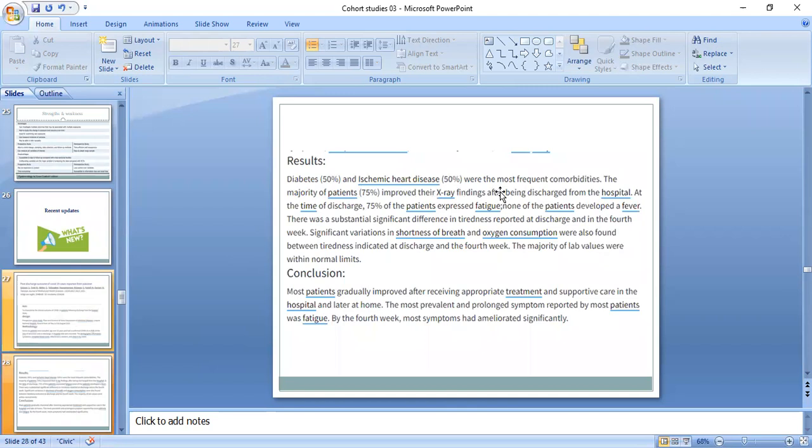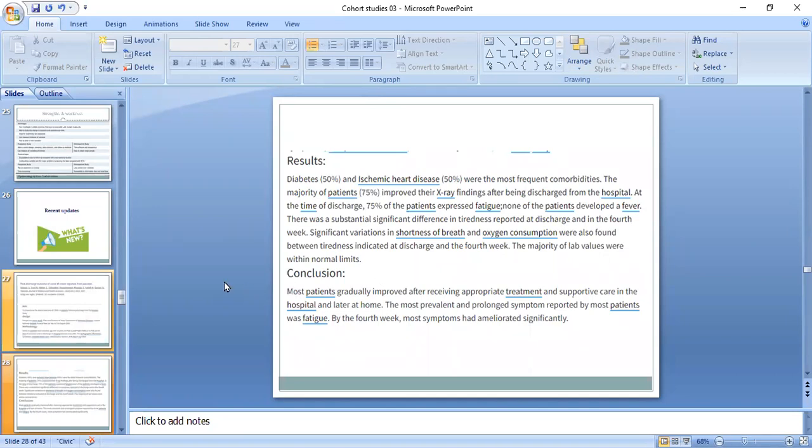The majority of patients, 70.5%, improved their exit findings after being discharged from the hospital. At the time of discharge, 75% of the patients expressed fatigue. None of the patients developed a fever. There was a substantial significant difference in tiredness between discharge and the fourth week. Significant variations in shortness of breath and oxygen consumption were also found between those indicated at discharge and at the fourth week. The majority of lab values were within normal limits.